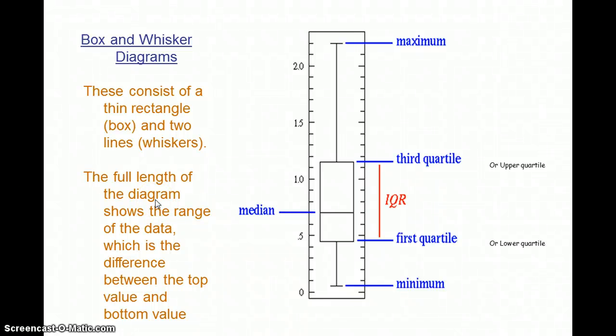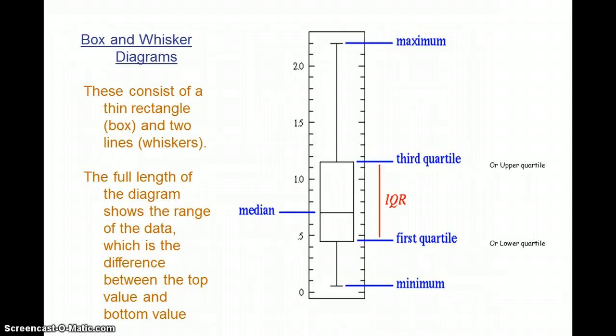Okay, as already has been explained, this is a typical box and whisker plot. You can see they've called this the third quarter, whereas I call it the upper quartile, and the first quartile is the lower quartile. Same thing, right?